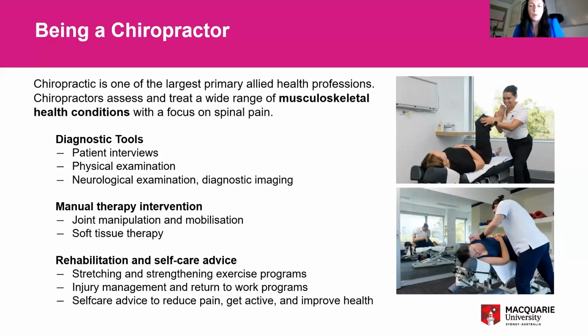So the Master of Chiropractic is a program where we basically are teaching you to be able to do all these things. At the end of the Master of Chiropractic, you are eligible to be registered as a chiropractor, and then you're able to go out into the community or into chiropractic practice and be able to treat members of the public and be able to run through all these different techniques with them.